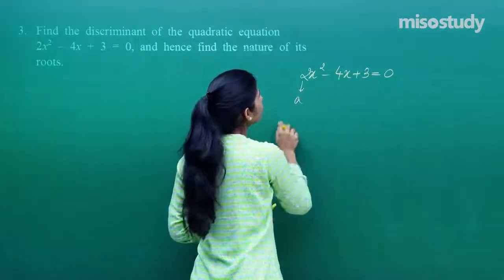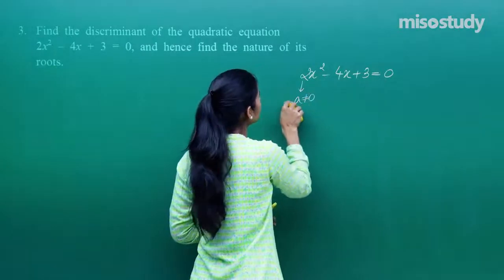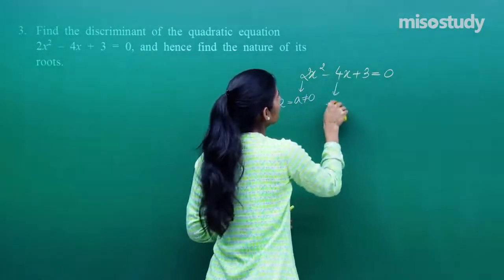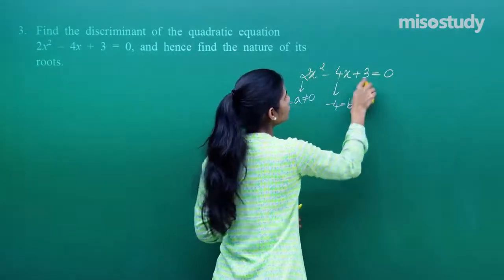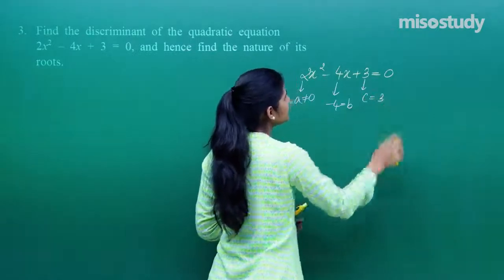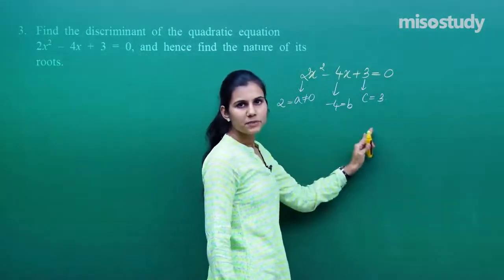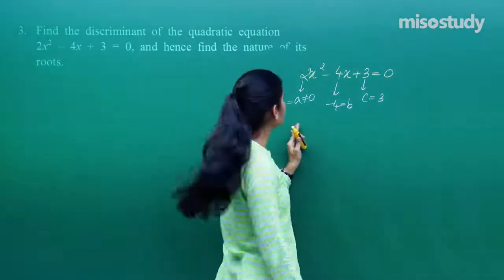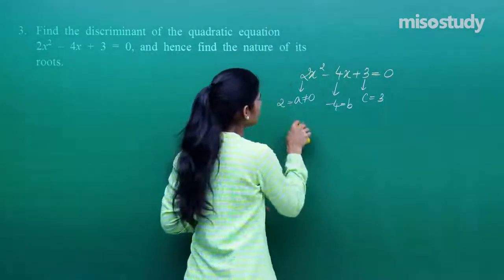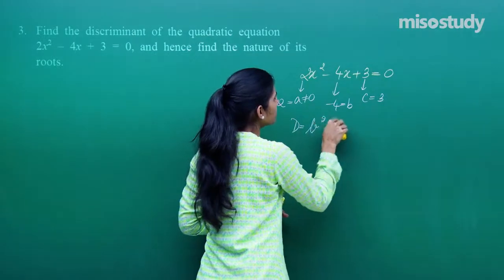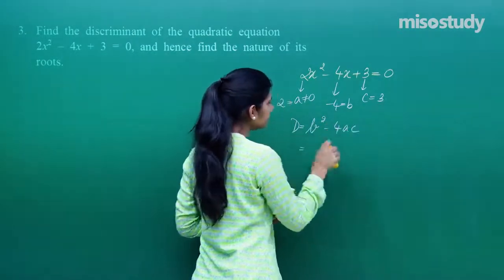You have a is 2, which is obviously not equal to 0. You have minus 4 as b, that is coefficient of x, and you have c as 3. It is resembling a quadratic equation ax square plus bx plus c, where a is not equal to 0. Find out the discriminant. Discriminant is b square minus 4ac.